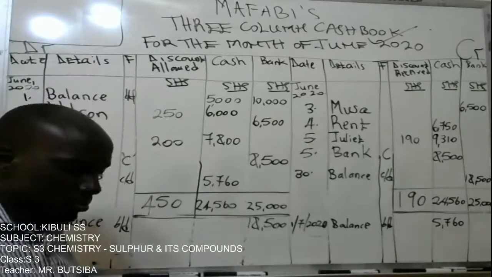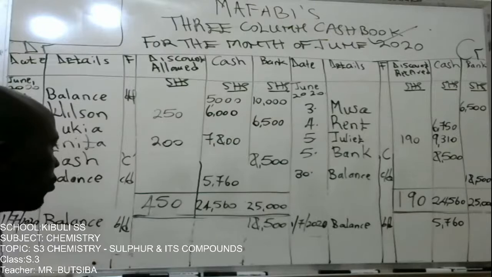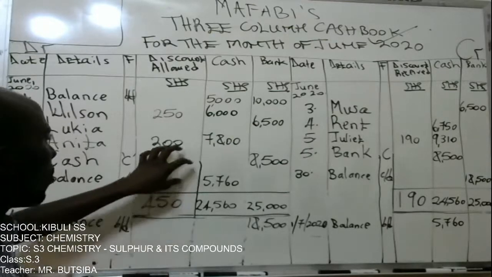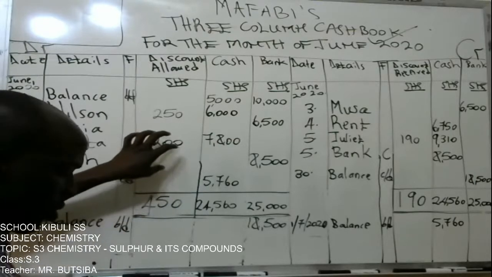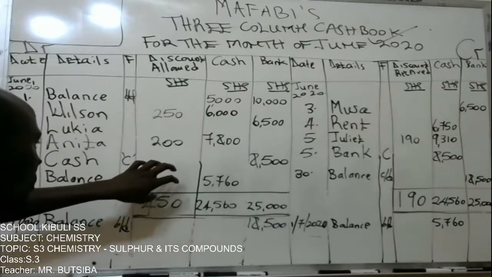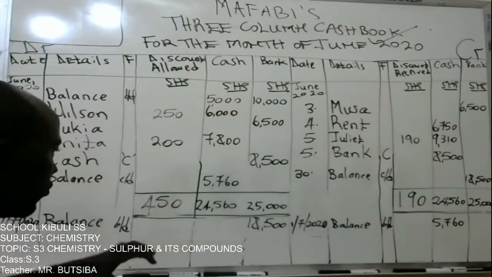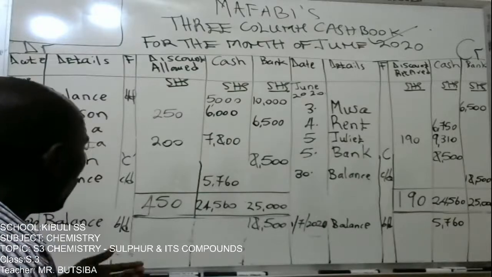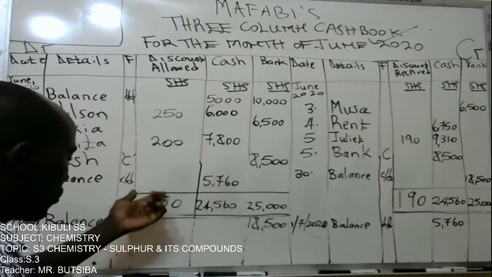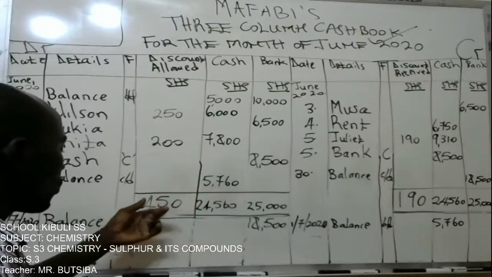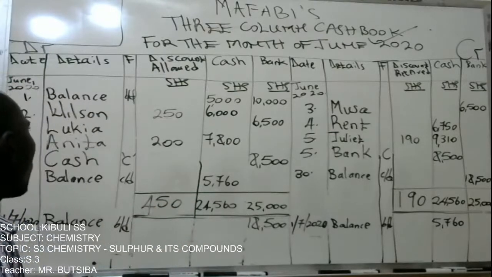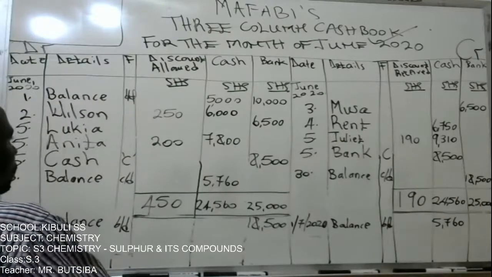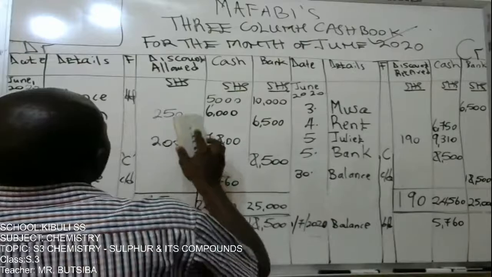Now the next question, you can be required to open up the discount accounts in the general ledger. Open up the discount accounts in the general ledger. So when they say open up the discount accounts in the general ledger, you are simply going to take the total of the discount columns. So I need to create some space.